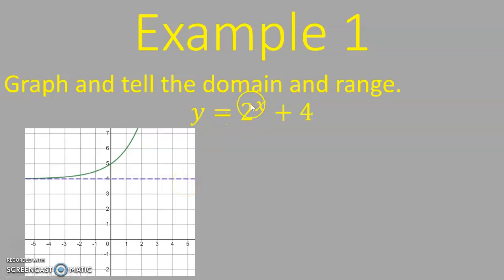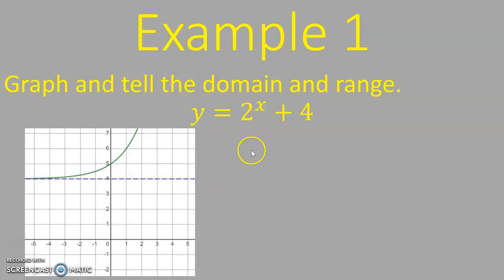Also, we note that this is a 2, therefore the graph is a growth. You're flat on the left and you're steep on the right. You also want to be mindful of other transformations. Note that that +4 has already been taken care of with the asymptote. There are other things that could happen, like a horizontal shift within the exponent, or you might have a negative out front that flips it upside down, but that doesn't occur here.